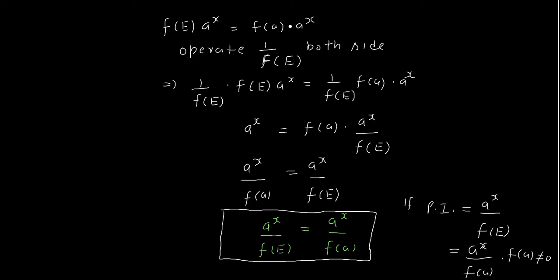Now suppose the second part of our case 1. We said that if f of a does not equal 0, but if f of a equal to 0, then what will happen? What is the particular integral? You cannot write a to power x upon f of a, because f of a equal to 0, then the value of that particular integral becomes undefined.